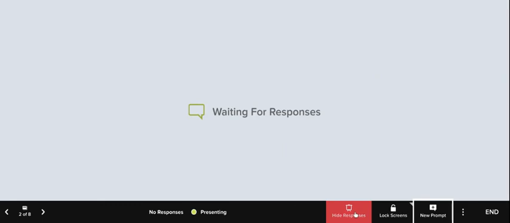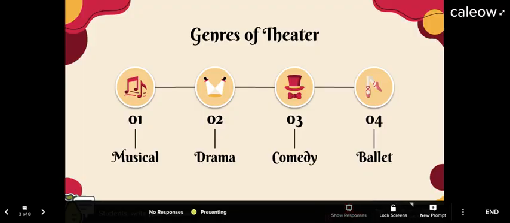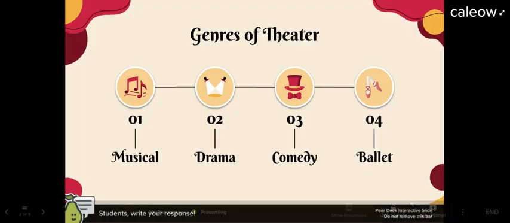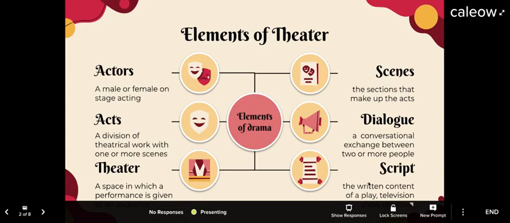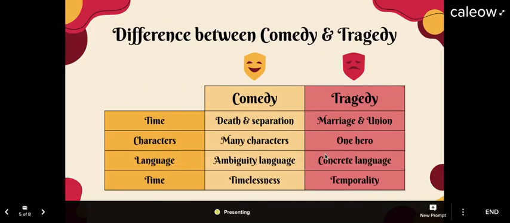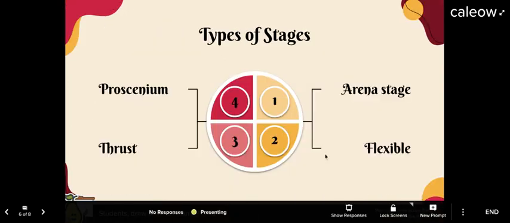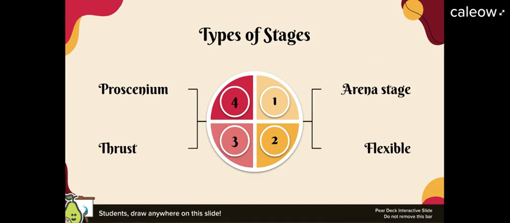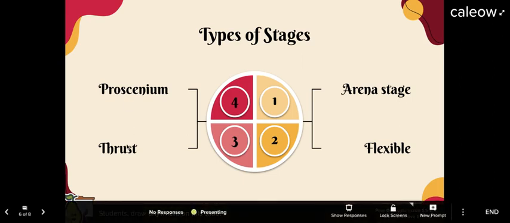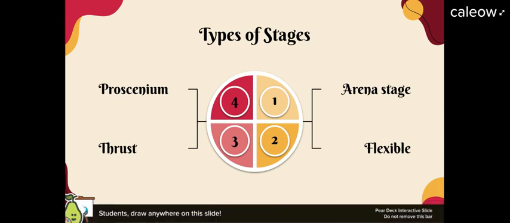But for this one, it is just asking the students what they have heard of the most. Is it musical, drama, comedy, ballet? And I will get those at the end. This one doesn't have one. This one doesn't have one. This one does. The students can draw on this slide on their end. So as I go through and describe a proscenium stage or a thrust stage or an arena or a flexible stage, they're able to make little pictures and have a visual representation of what that is.